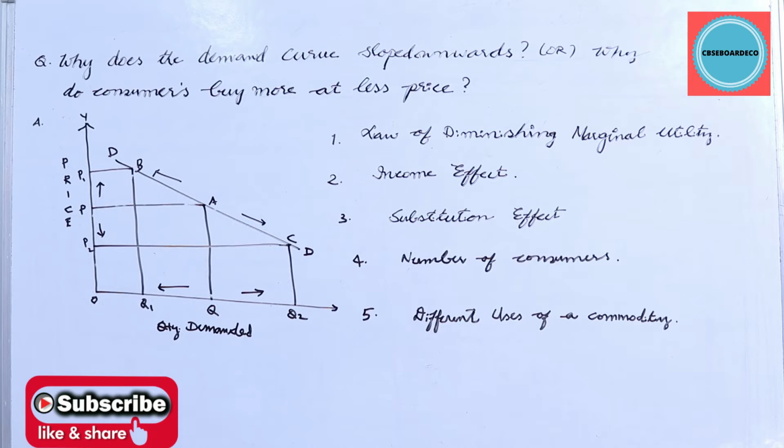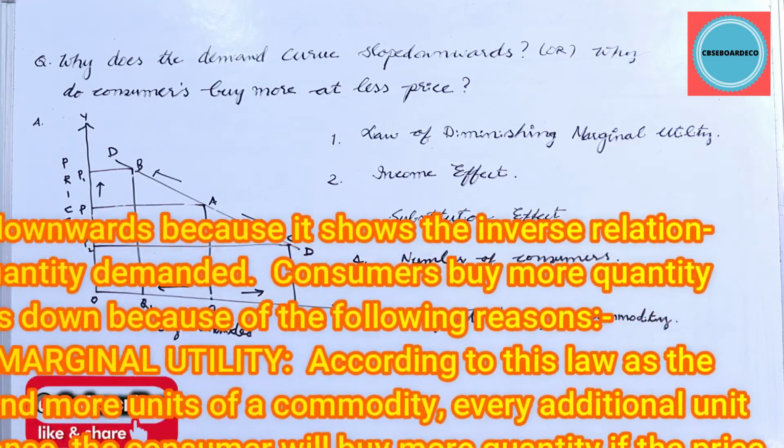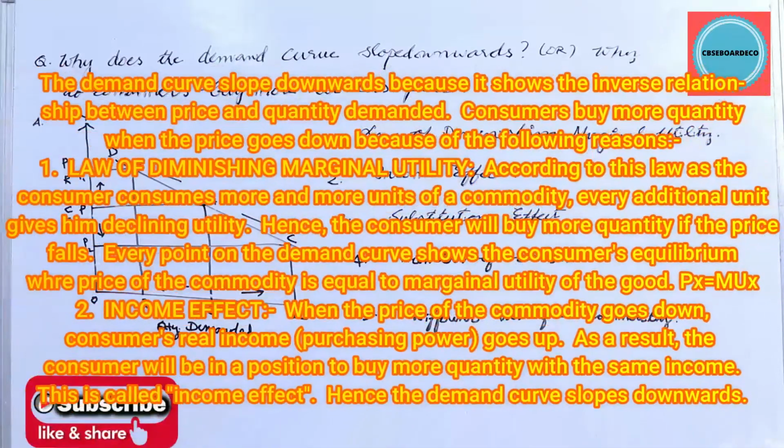Now look at this board carefully. Why does the demand curve slope downwards, or why do consumers buy more at a lesser price? The demand curve slopes downwards because it shows the inverse relationship between price and quantity demanded. Consumers buy more quantity because of the following reasons. Number 1, law of diminishing marginal utility. According to this law, as the consumer consumes more and more units of a commodity, every additional unit gives him declining utility. Hence, the consumer will buy more quantity if the price falls. Every point on the demand curve shows the consumer's equilibrium where Px is equal to MUx.